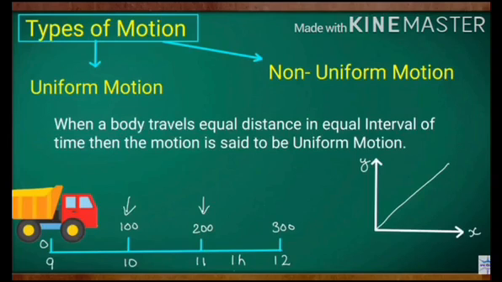If we represent the motion of the truck in a graph, the x-axis represents the time and the y-axis represents the distance. So in 1 hour the distance traveled by the truck is 100 meter, and in the next hour it is again 100, and in the third hour it is again 100. If we represent this motion in a graph, the line is going upward but in a straight line. Straight line slope is there. This straight line shows that it is a uniform motion.